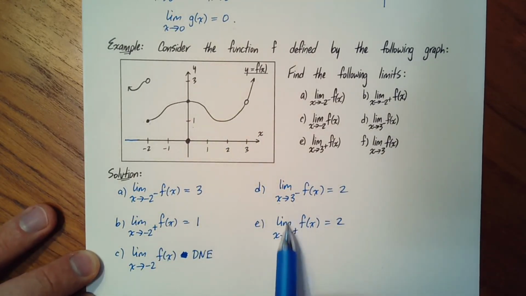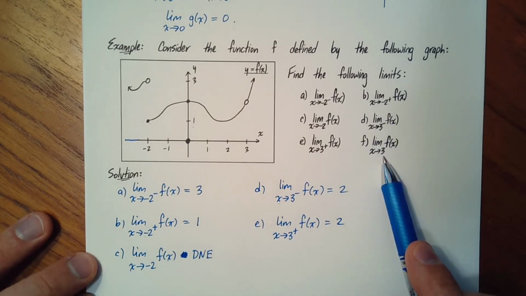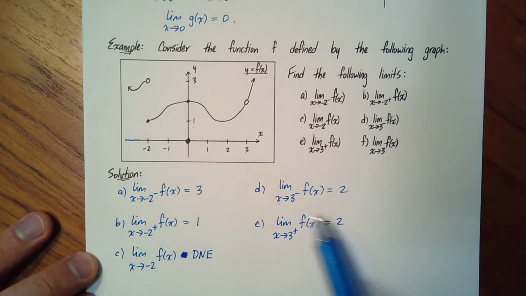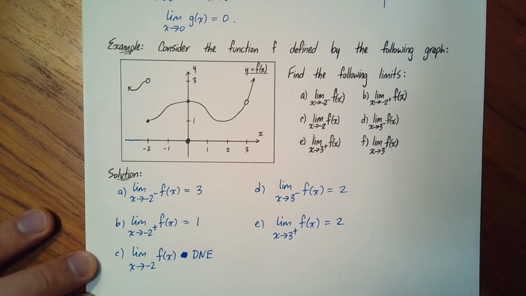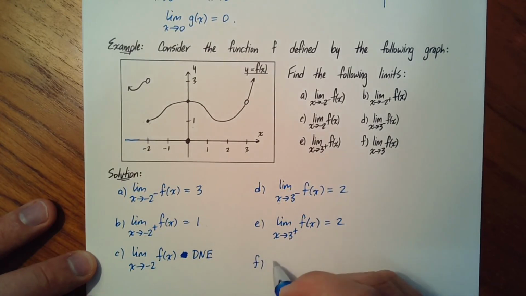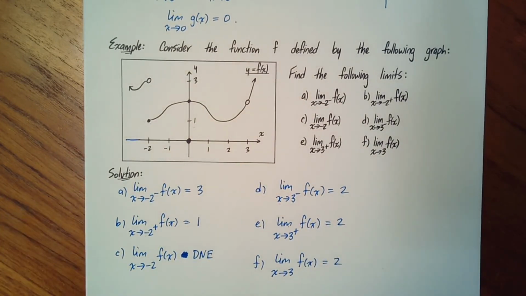And then since these two one-sided limits agree, when we go to do the two-sided limit in part F, it's going to be whatever this common value is. Because if these two agree, their common value is what the two-sided limit will be. So for part F, we can say that the limit as x approaches 3 of f of x is 2. And so that's how you can use the graph to evaluate limits.